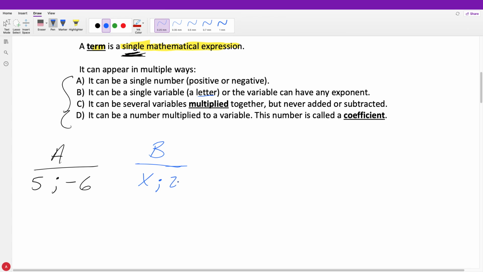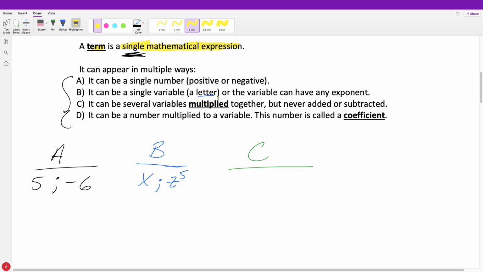So it can be, let's say, z to the 5th power. Both of those are considered to be terms because we're looking at a single expression, and essentially it's representing just one number. Even though that z might be raised to the 5th power, when we multiply that out, it would give us just one number.